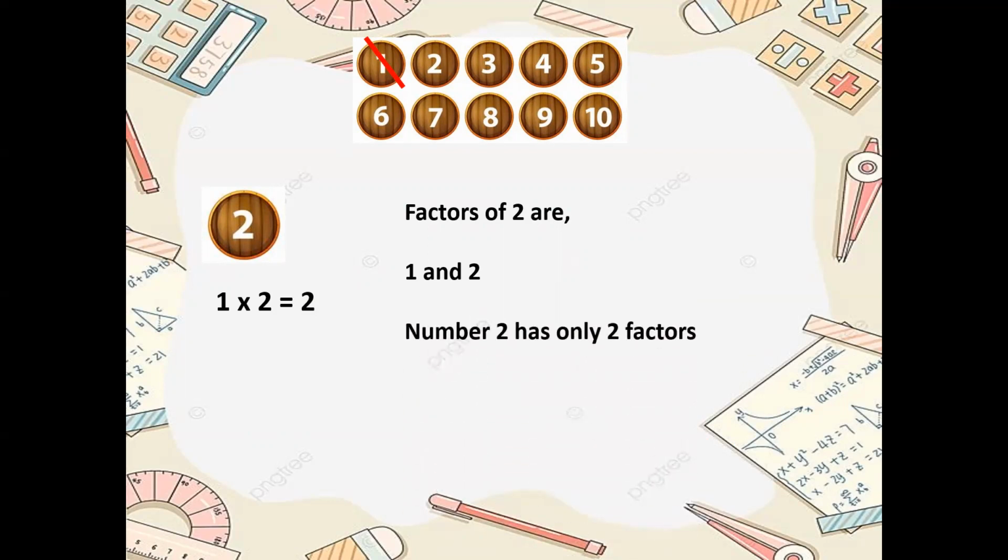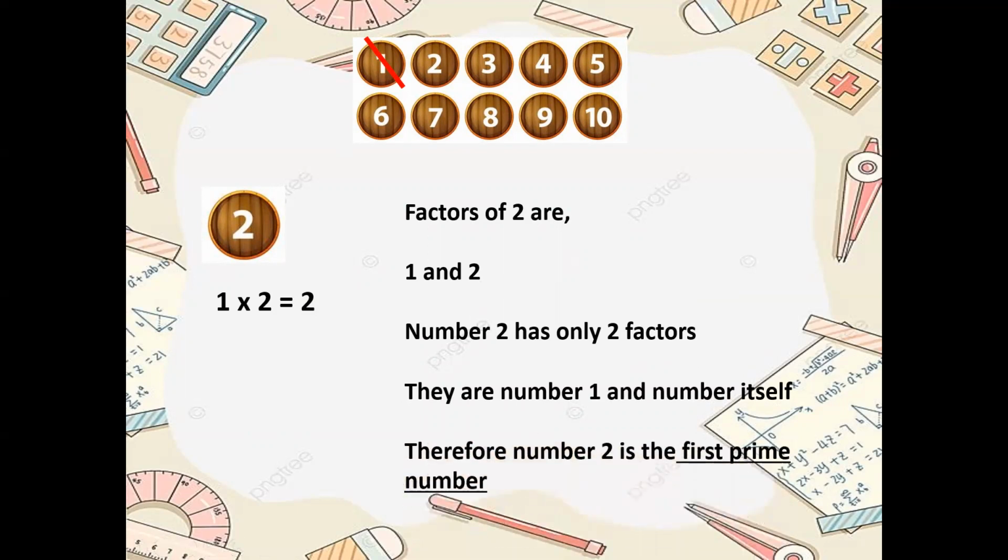So no more factors for number 2. Therefore, number 2 has only two factors, that is number 1 and number itself, 2. Therefore, number 2 is the first prime number. So number 2 is the first prime number.